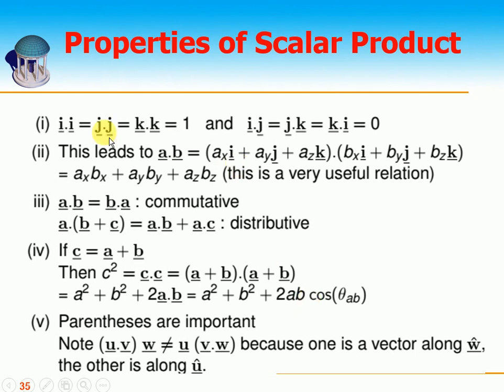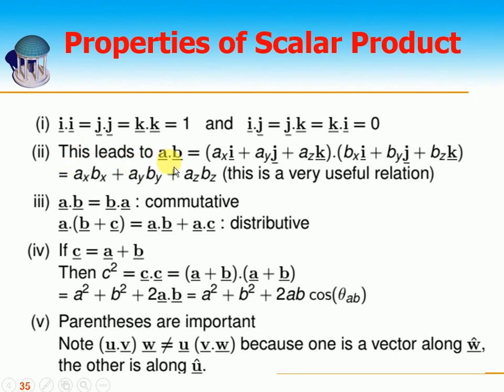The properties of scalar products, of course: I dot I, J dot J, K dot K is equal to 1 because cos of 0 is 1, and all the others, I dot J, J dot K or K dot I, are perpendicular to each other. Therefore, cos of 90 is 0. So the result is 0.